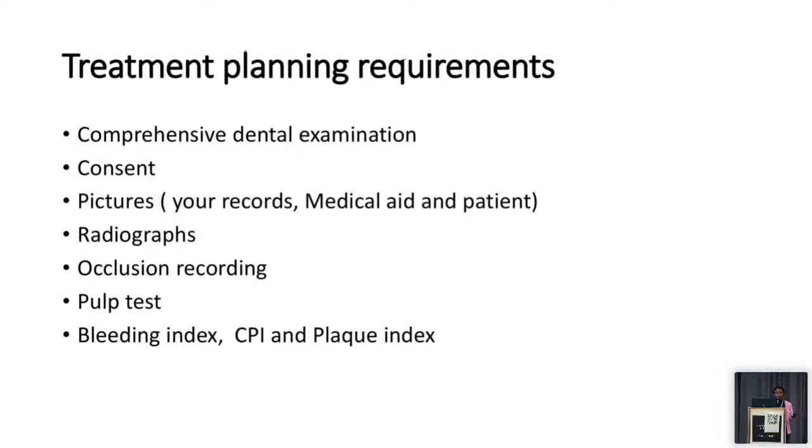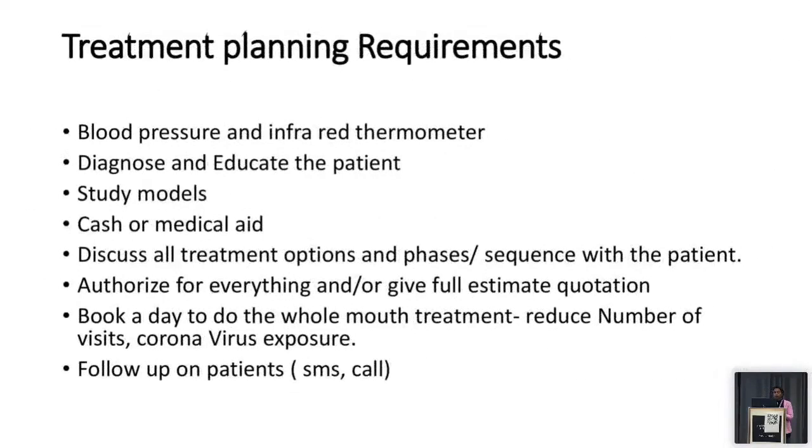Your radiographs, obviously we're taking radiographs, and an occlusion record. Especially if you're going to do restorations and prosthetic work, you really need to take the occlusion recording before you start any procedure, unless you're just doing scaling and polishing on the patient. The pulp test, the bleeding index, CPITN, plaque index, obviously that will be mostly for your perio cases. The blood pressure, and I believe everybody has the infrared thermometer already to take the temperature for COVID-19.